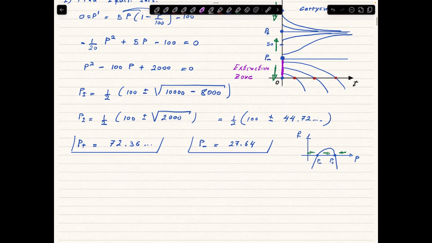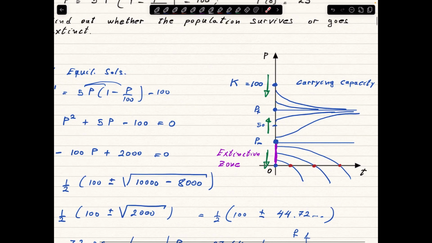So, what is the extinction zone in our case? Well, the extinction zone is from 0 to p minus, which is 27.64, blah, blah, blah. That's the extinction zone. Every initial data in that region goes to 0 in finite time.